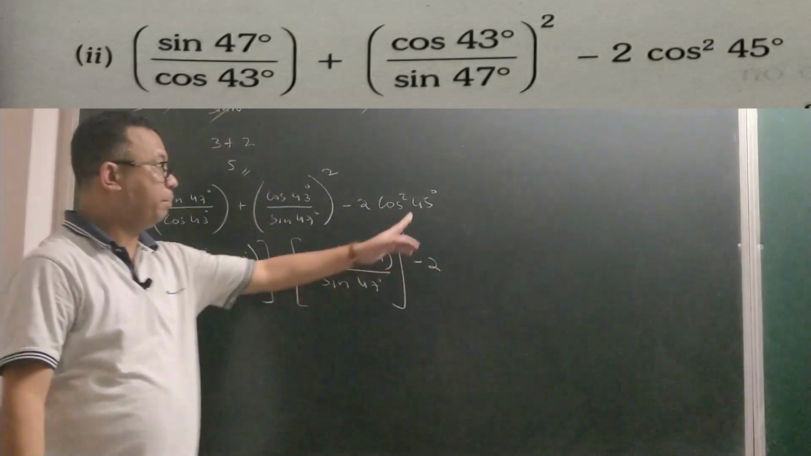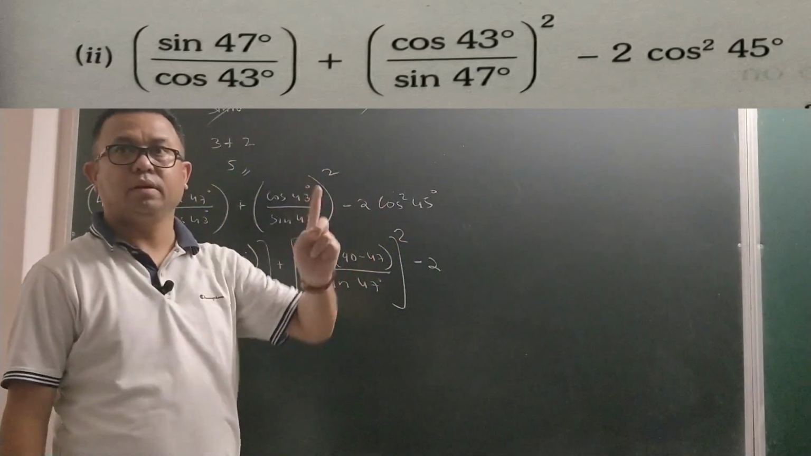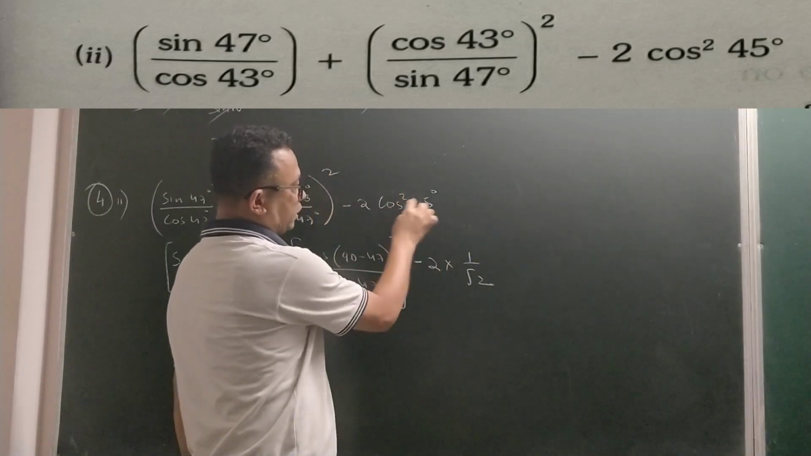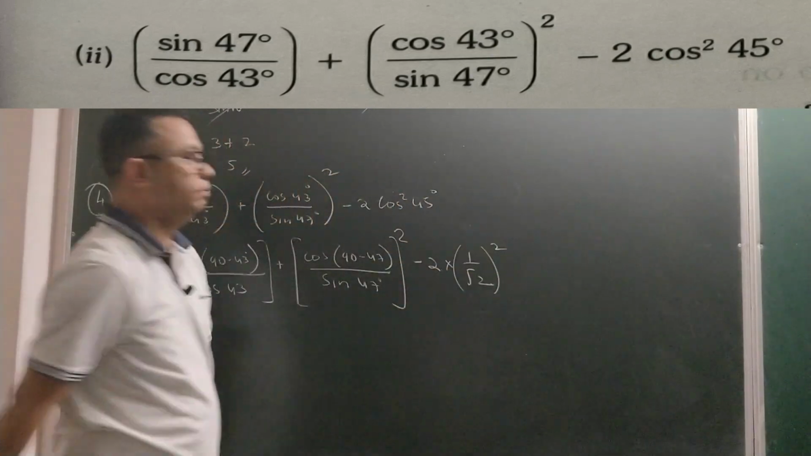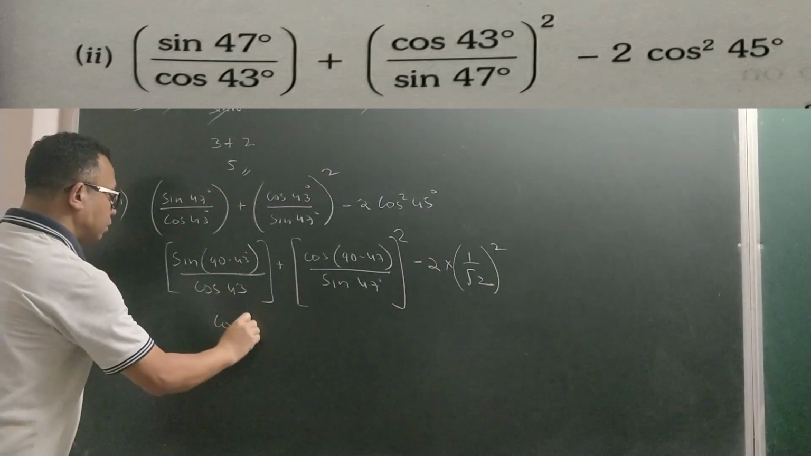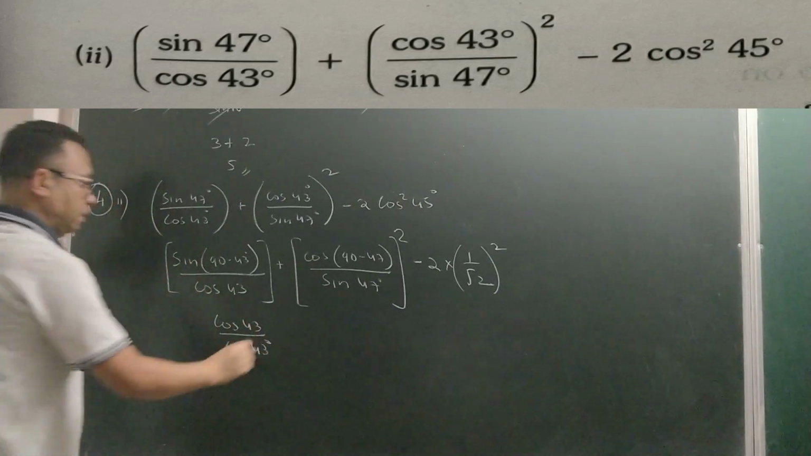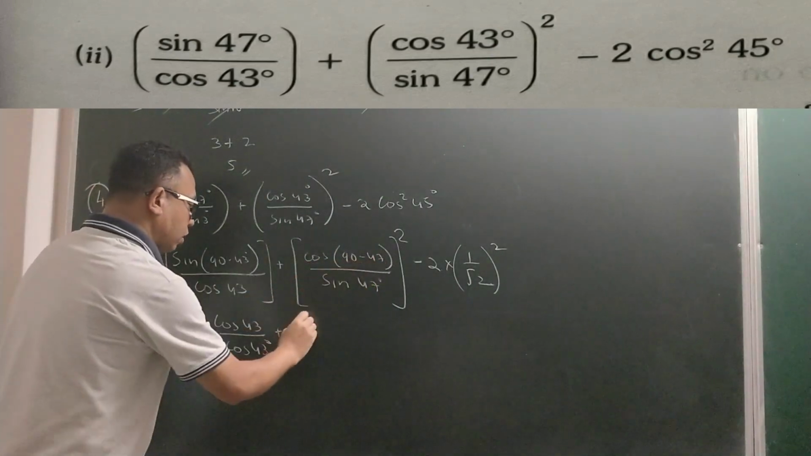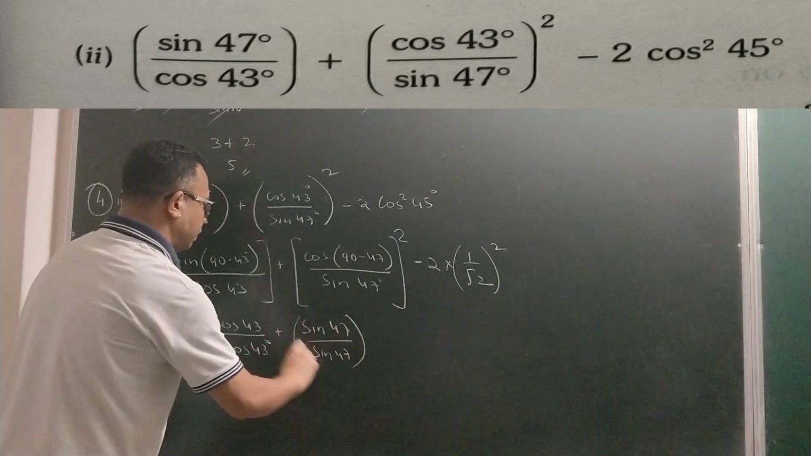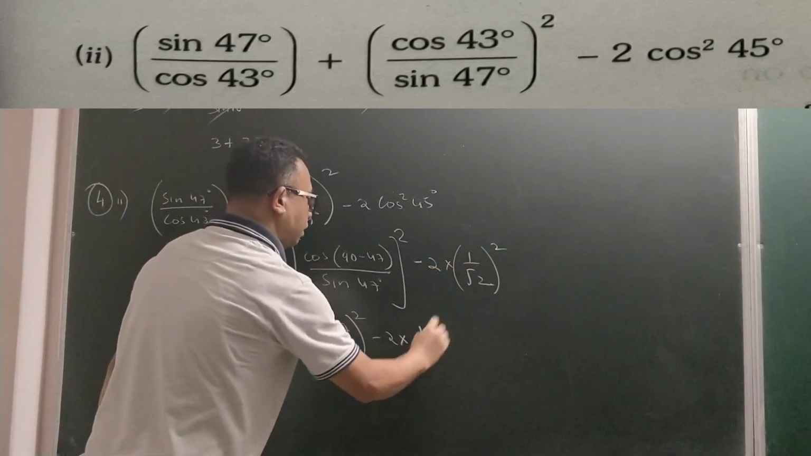Now as I said, don't look for a pair for 45, because 45 is standard, and from the table you have learned the cos 45 value is 1 by root 2, but since there is a square, there you go, square. Now sine 90 minus any angle changes to cos of that angle, so cos 43, and on the lower side also you have cos 43, so cos 43 by cos 43, plus cos 90 minus any angle changes to sine, sine 47, and on the lower side also you have sine 47. Yeah, this is whole squared, minus 2 into the square: 1 square is 1, root 2 into root 2 is 2.